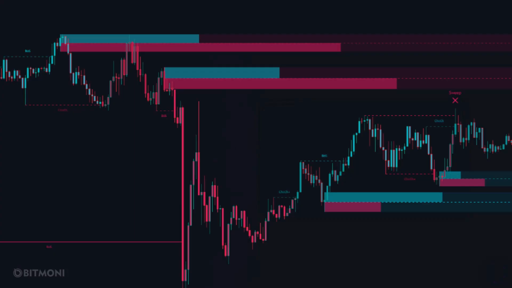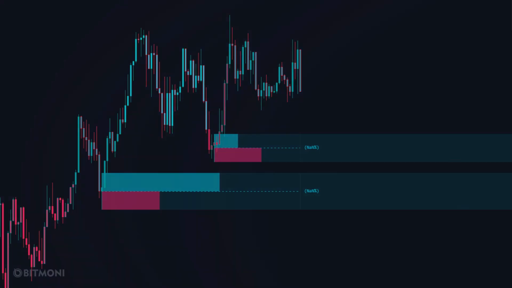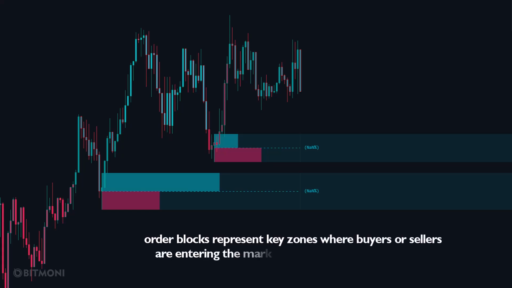So this is the wonderful Smart Money Toolkit by Algo. Now, what makes this indicator stand out? Let's quickly break down the amazing features of this indicator. First, we have the volumetric order blocks. In basic price action, we know that order blocks represent key zones where buyers or sellers are entering the market with significant momentum. These areas often serve as critical supply and demand zones.